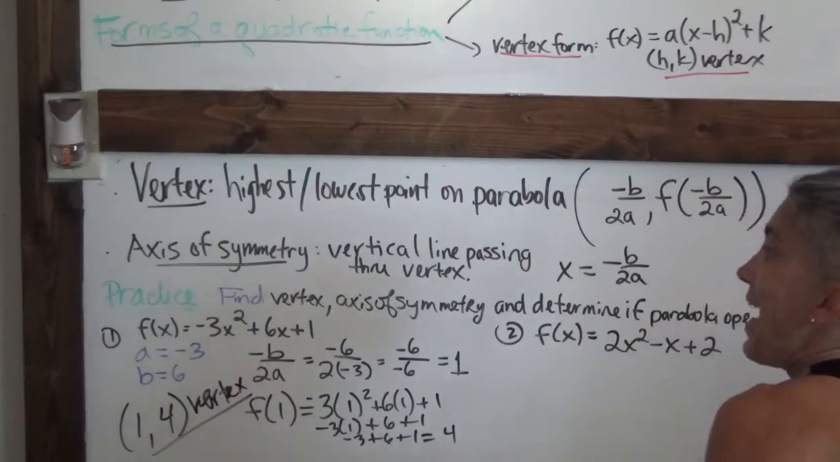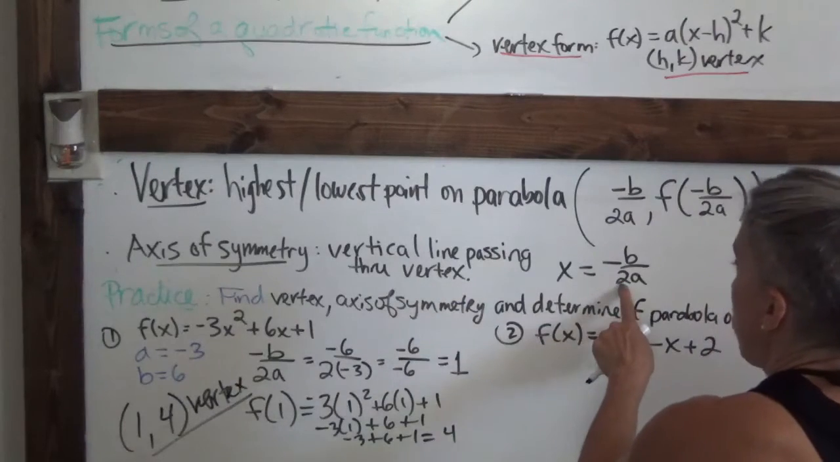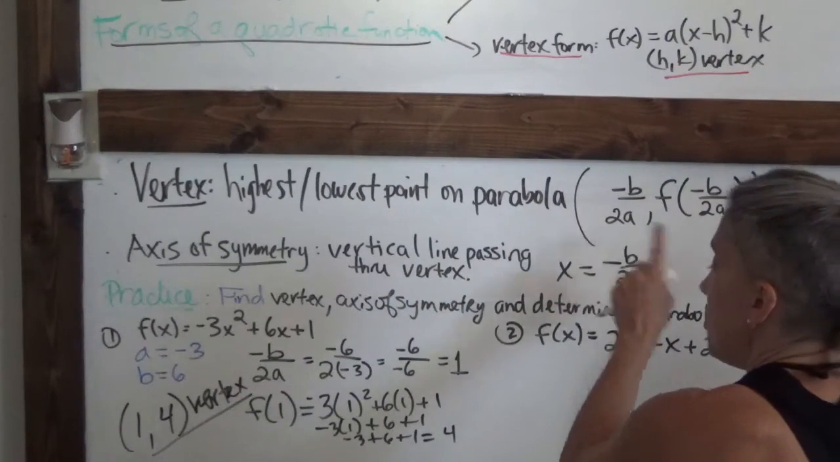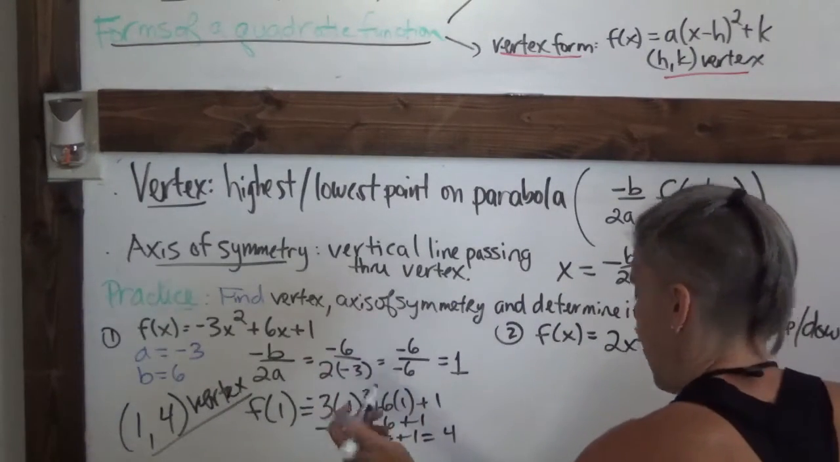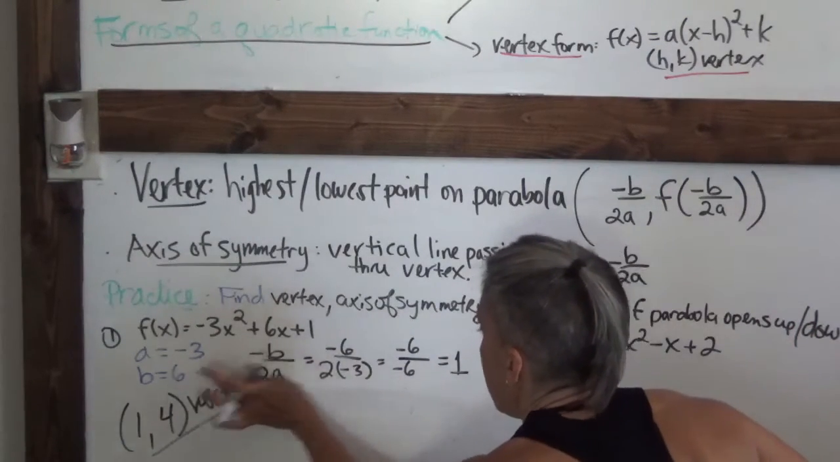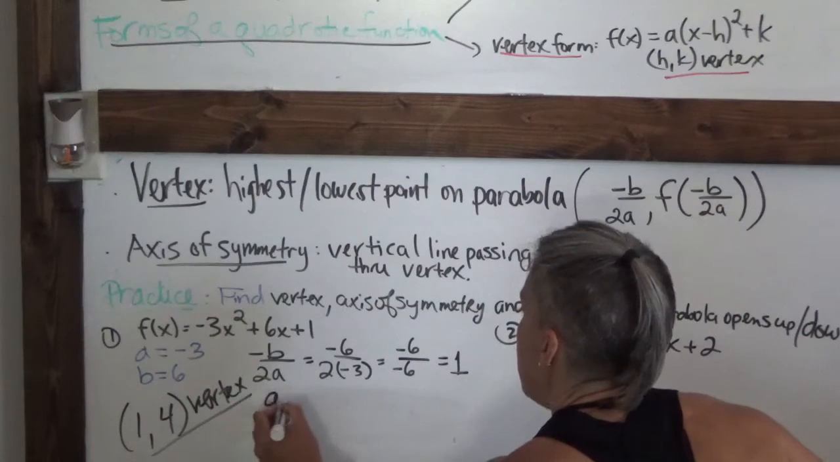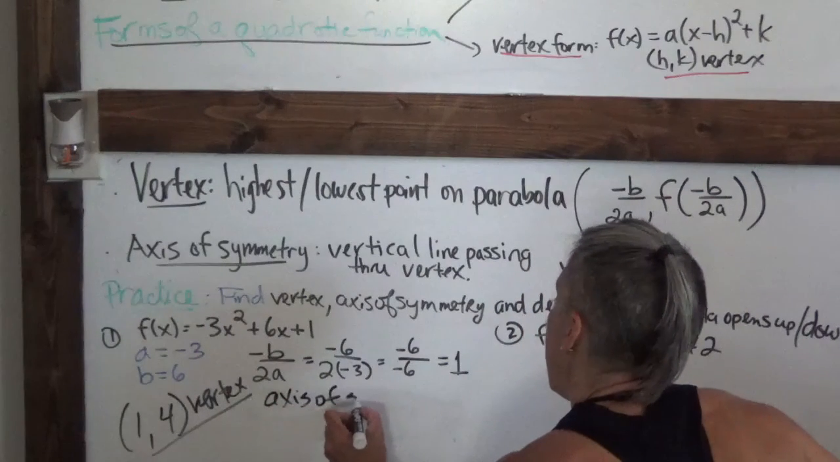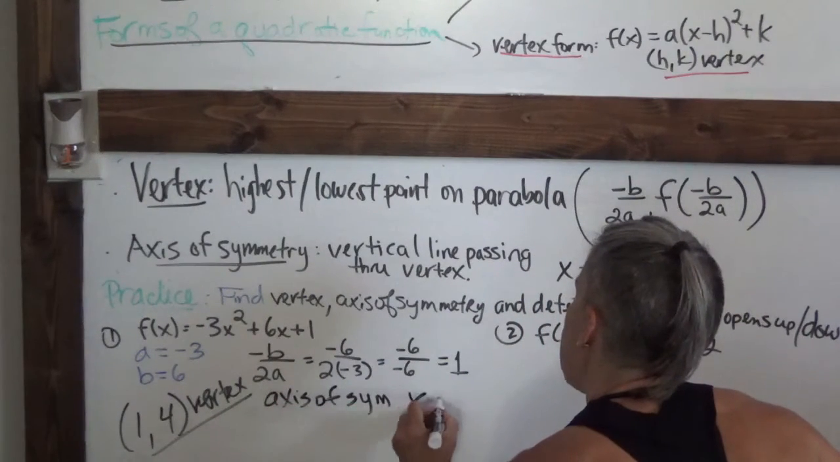Alright, what would be my axis of symmetry? Well, I would take the answer that I got for -b over 2a and put x in front of it. Let's erase this. So I got my axis of symmetry as x equals 1.